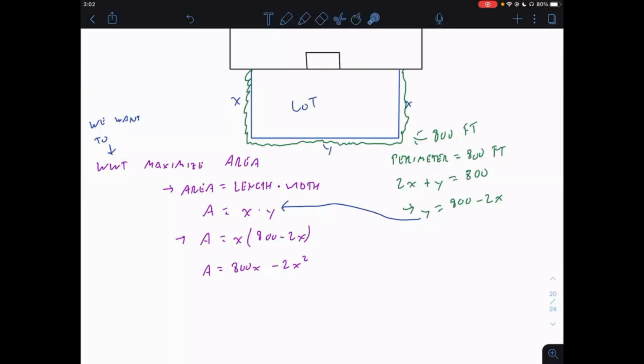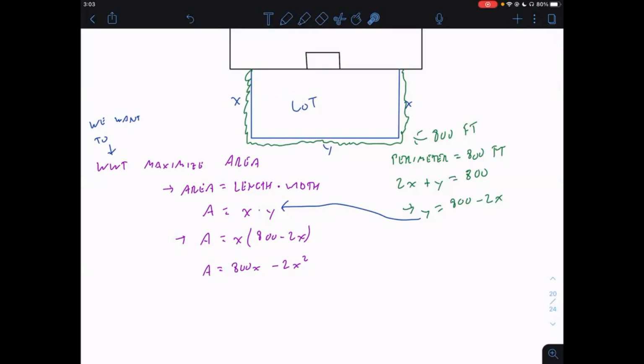Okay, so here we rewrote our equation in terms of just one single variable, using some methods of substitution, solving a system of equations. Now that we have written this equation that we're trying to optimize in terms of just one variable, what will be the next step?